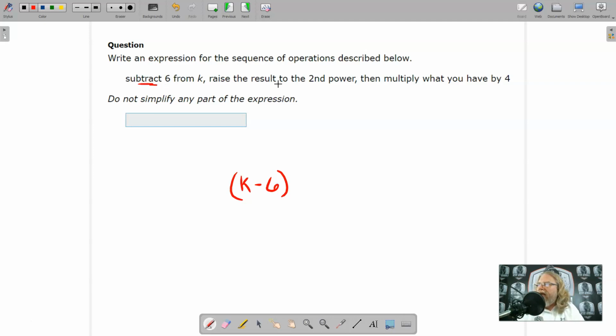Raise the result to the second power. So here's the K minus 6. We're going to raise that to the second power. And then multiply what you have by 4. Well, we're going to need parentheses again, or brackets, either way.